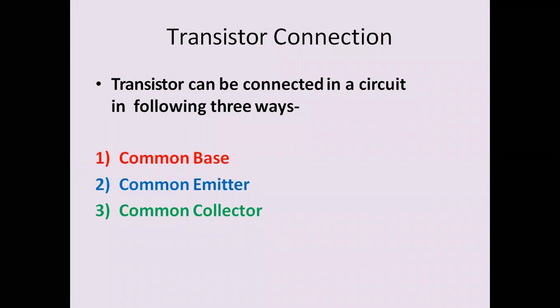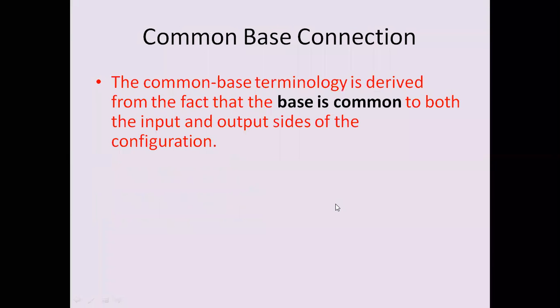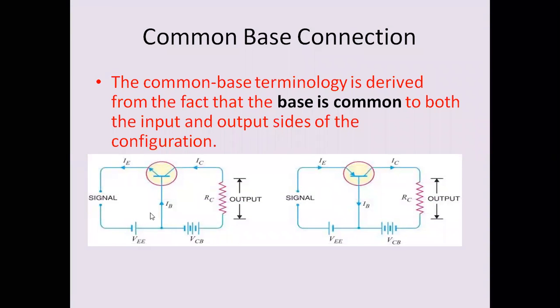Transistor configurations: these are the three configurations available in the transistor. Here we have three terminals. If we make each terminal common, then three configurations result: common base, common emitter, common collector. In the common base connection, the terminology is derived from the fact that the base is common to both the input and output sides of the configuration. Base is acting as common between input as well as output.